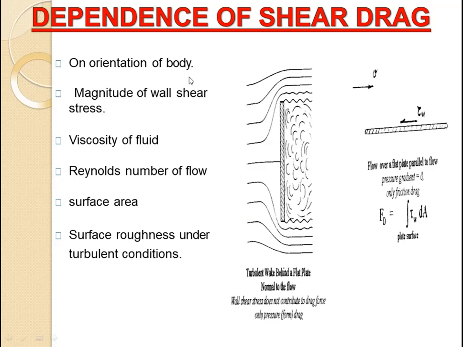Dependence of shear drag. The shear drag depends on the following points. First one, the orientation of a body. Next, the magnitude of wall shear stress. Next, viscosity of the fluid. Then Reynolds number of the flow. Then surface area, and last one, the surface roughness under the turbulent condition.